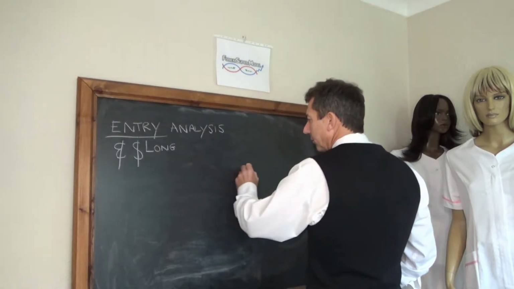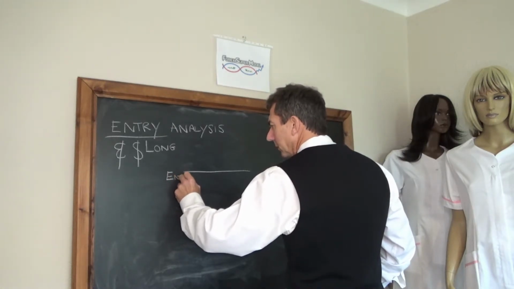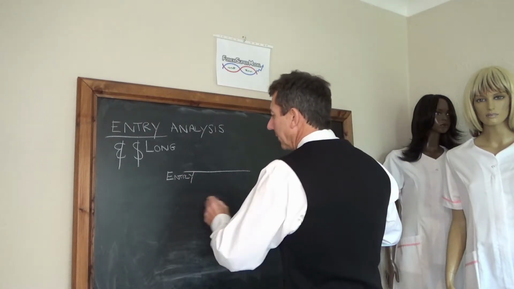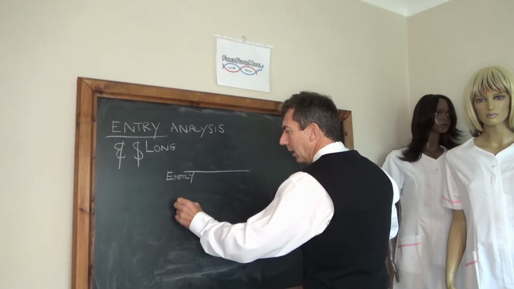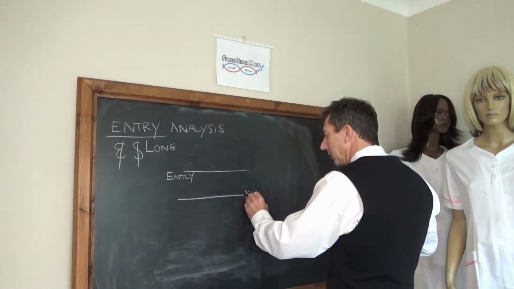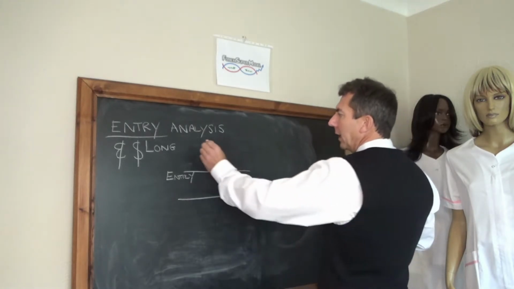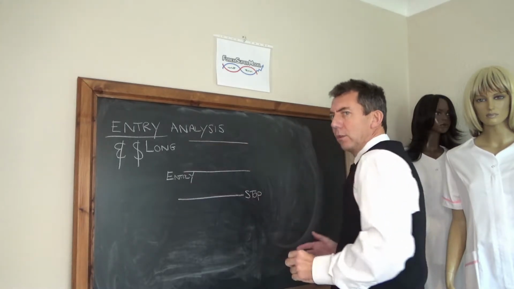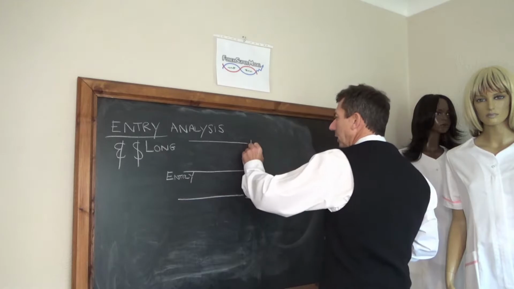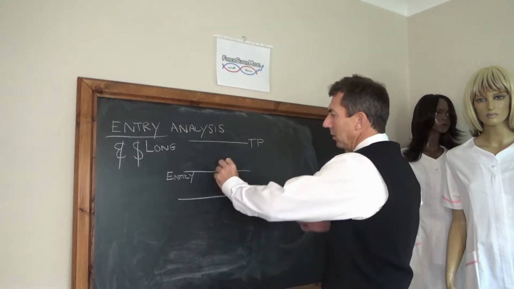So they enter the market, the entry, and they're going long. They have a worst case scenario, so they have a stop. Yes, they use stops, these people. They have a stop, and then they have a target, which they call a TP, a take profit.